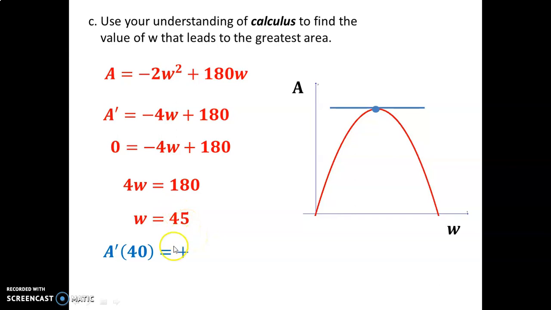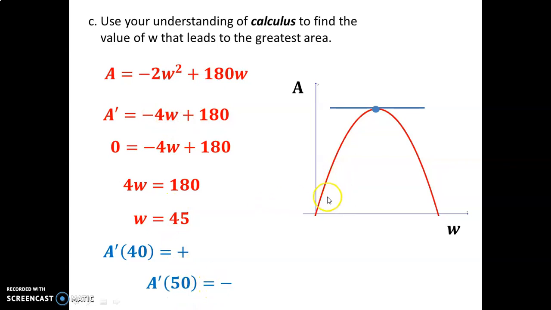And if you may remember, we had this process. We take the 40, a value less than this maximum point, and we put it into the derivative. And when you do that, it gives you a positive value. Now take a value beyond 45, let's say 50. Put it in the derivative and see what you get. What happens when you put 50 in here? Okay, you get a negative value.